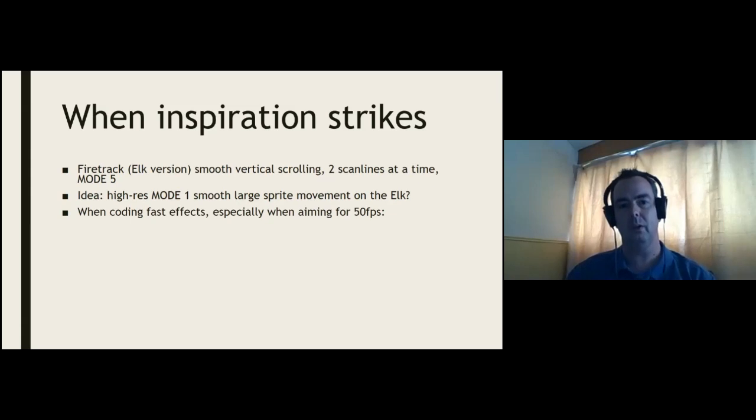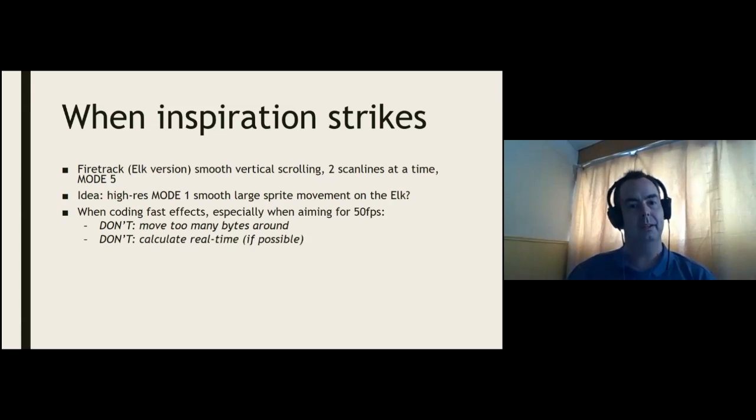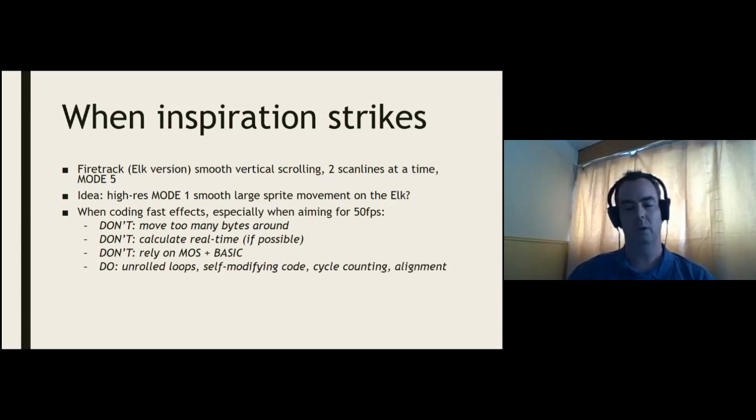So here's a few tips for coding fast effects, especially if you're aiming for 50 frames per second. Don't move too many bytes around because it takes a lot of cycles. You don't want to do that, especially in mode 1, the slow mode. Don't calculate too much real time, if possible at all. And don't rely on the operating system or BASIC or whatever. Just kick them out and take control of the machine yourself. That's what I do. And do, of course, you have a lot of things you may want to do. That's use unrolled loops, self-modifying code, cycle counting. You just have to be really critical about your own code. Is it fast enough? Is it aligned? Do we introduce extra cycles that we don't want? Now, Kieran talked about it at length on the BBC. It's the same thing.